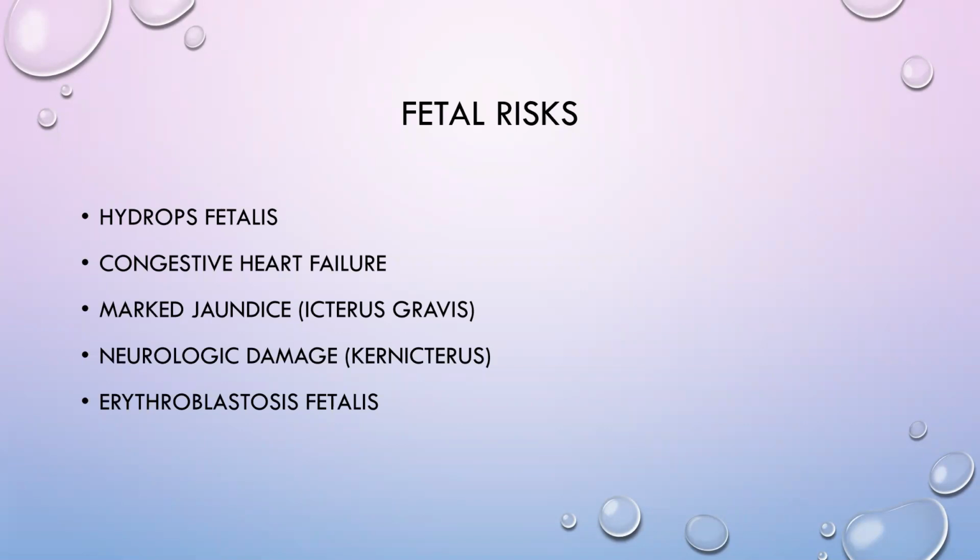Destruction of the fetal red blood cells leads to fetal anemia. Failure to administer RhoGAM can lead to erythroblastosis fetalis, marked fetal edema, which is hydrops fetalis. It can lead to the infant's congestive heart failure, marked jaundice, which is icterus, and neurological damage.